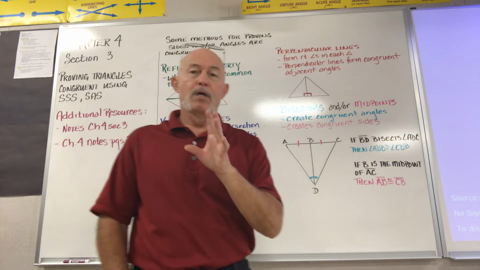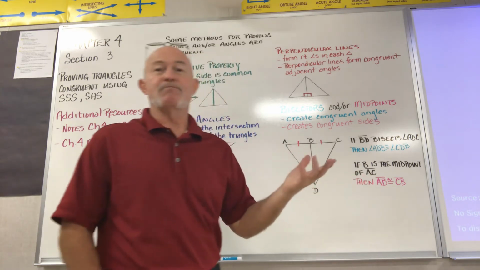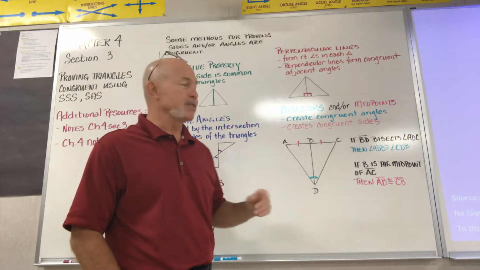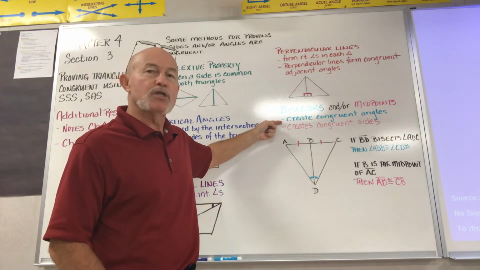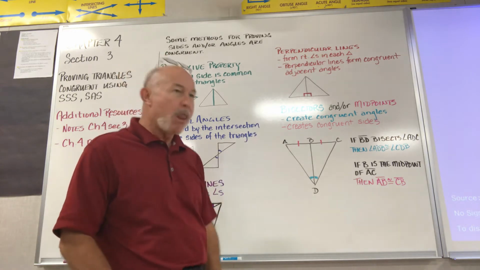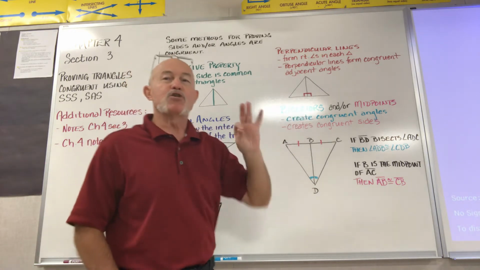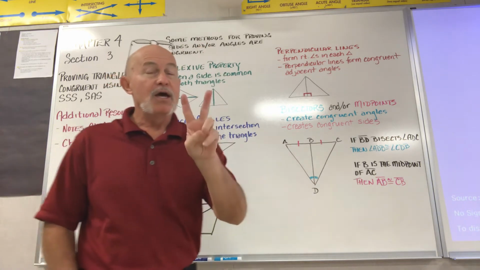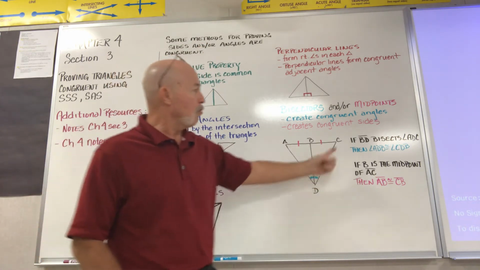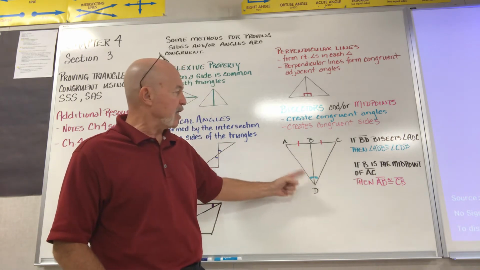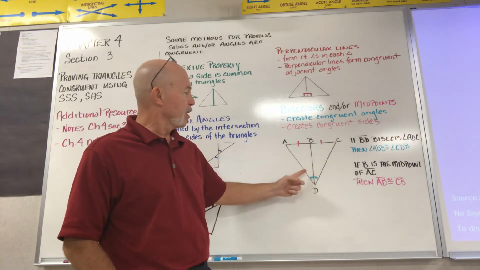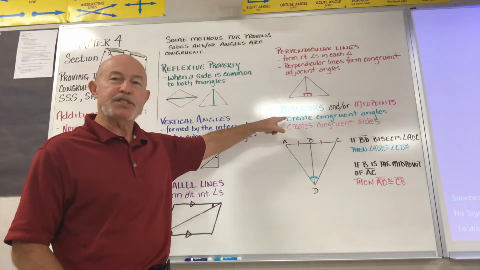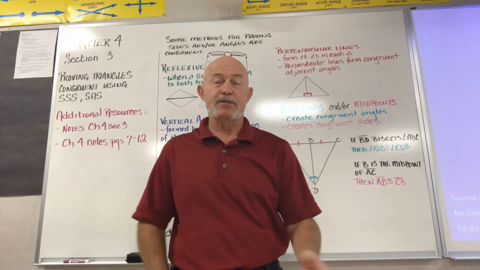The last methodology, reasons, whatever we want to call them, deal with bisectors and midpoints. Bisectors create congruent angles. If I bisect an angle, I'm left with 2 equal angles. So if BD bisects angle ADC, then angle ADB is congruent to angle CDB. That's the definition of an angle bisector.